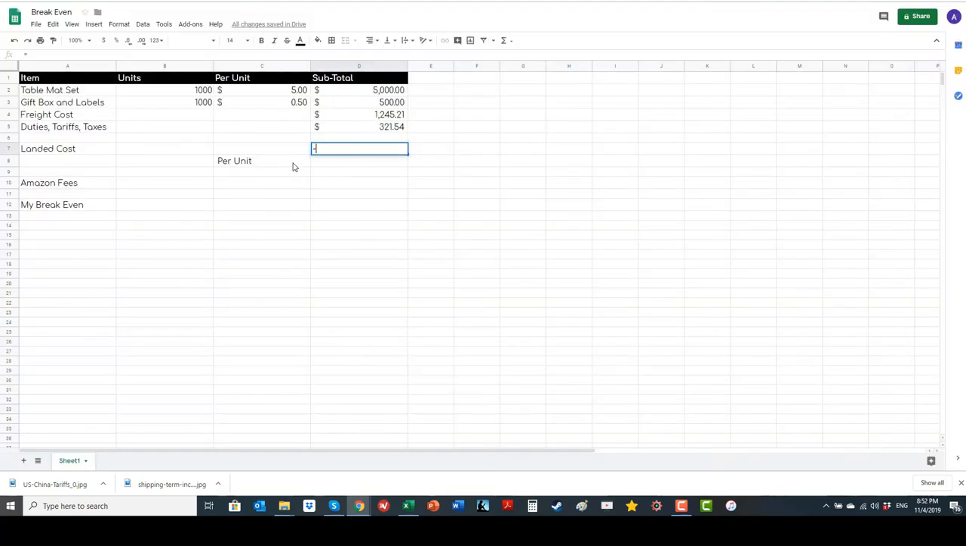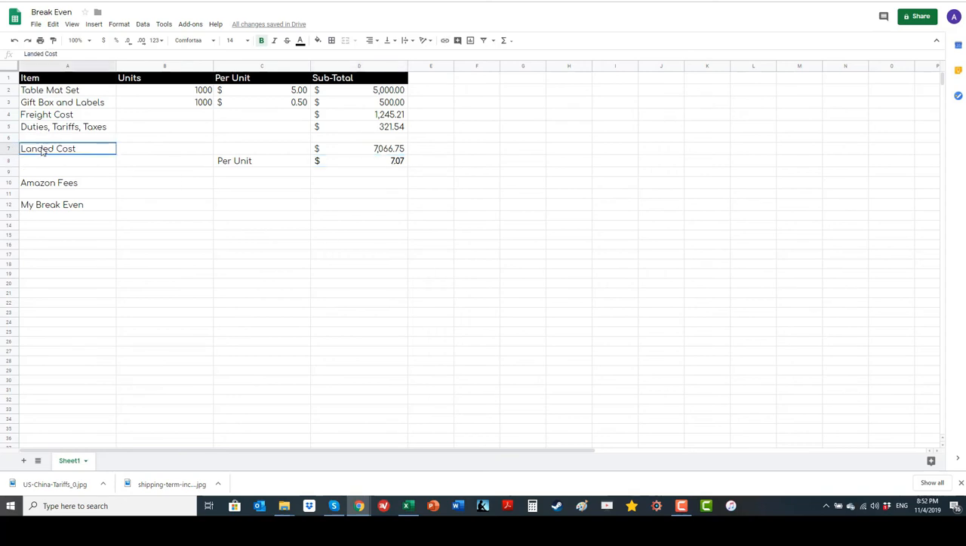We've gone wrong. Let's do it again. Equals sum. Okay. I don't know why I'm doing it so badly on Google Sheets, but I'm going to correct it. Okay. So basically this is equal to this number divided by 1,000 units, right? So every unit cost me $7.07. And excuse my lack of skill there with Google Sheets for a minute.